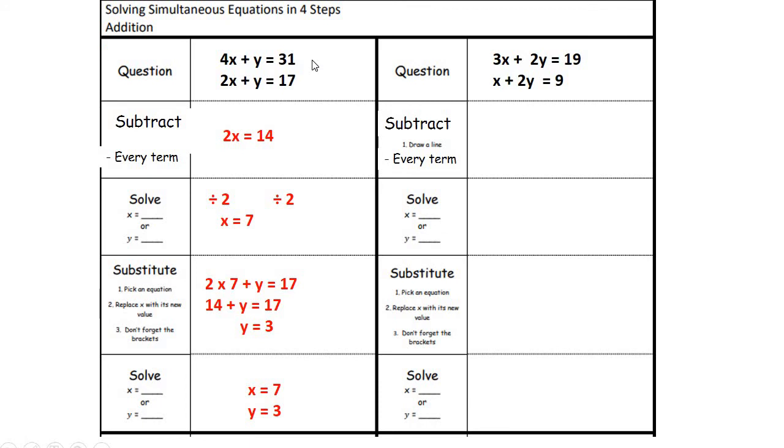That just confirms that I've got the answer right. Okay, so this time we've got two y's again, but they're both positive. So we're going to subtract. 3x take away 1x is 2x, 19 take away 9 is 10, divide by 2, x equals 5. Then we substitute our 5 into the equation. 5 plus 2y equals 9, 2y equals 4, and y equals 2. So we've got x equals 5 and y equals 2.